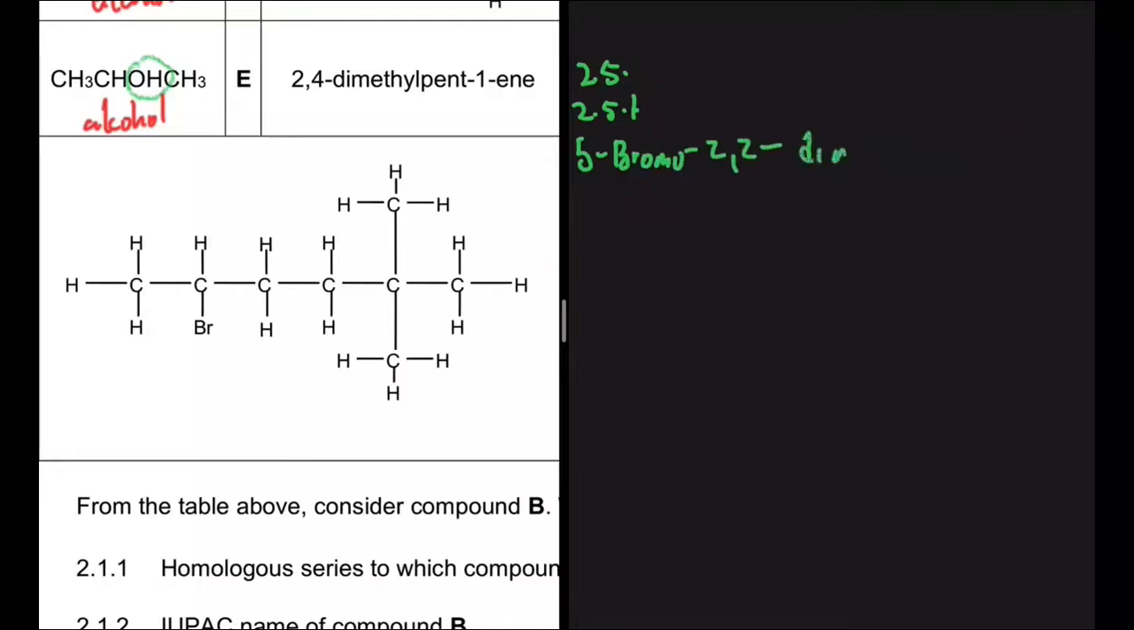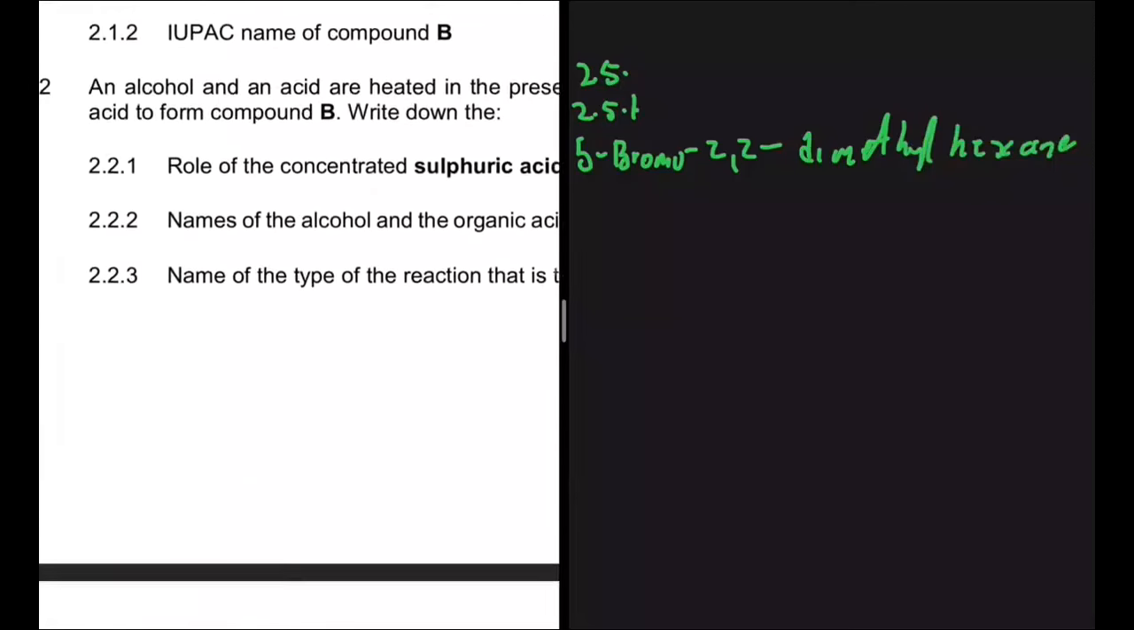2,2-dimethylhexane. And that is the name of our compound G.